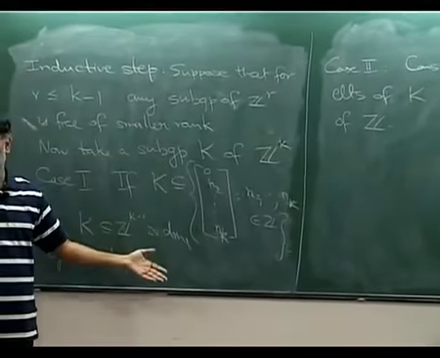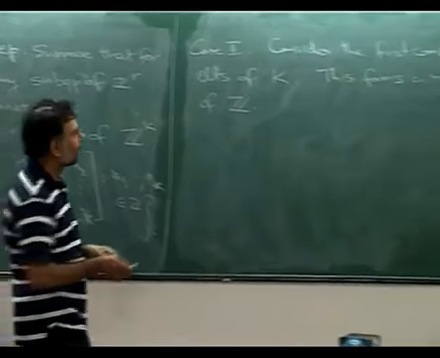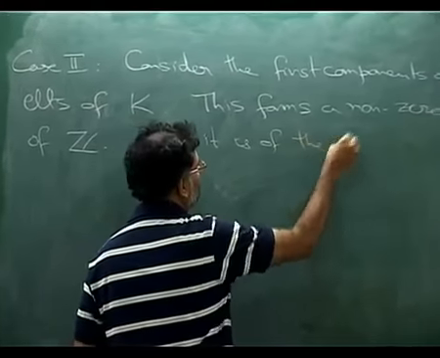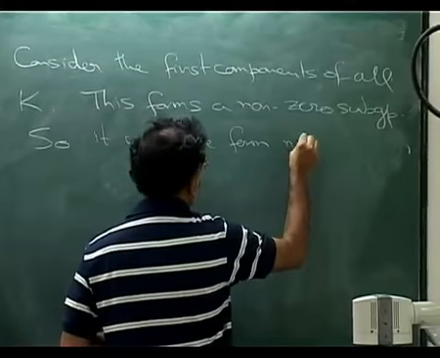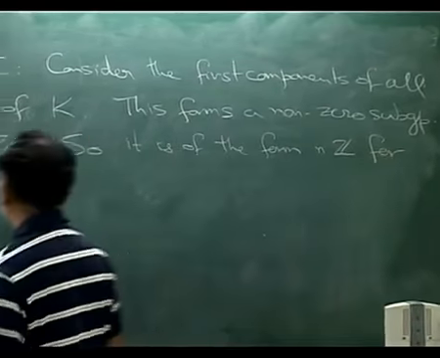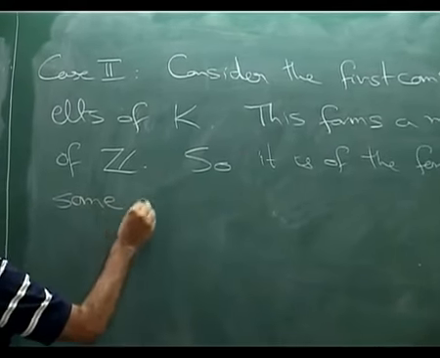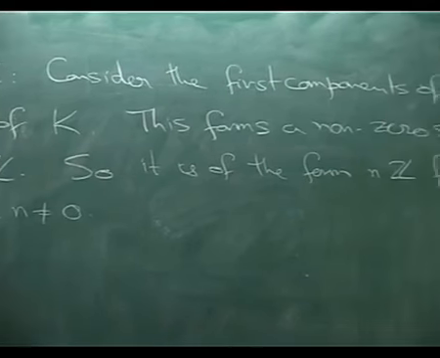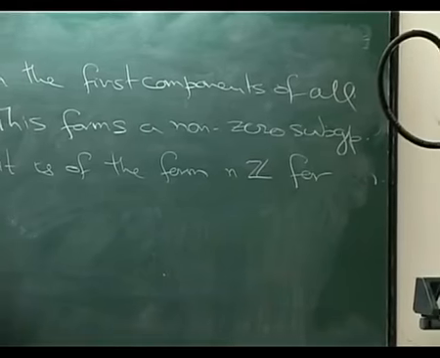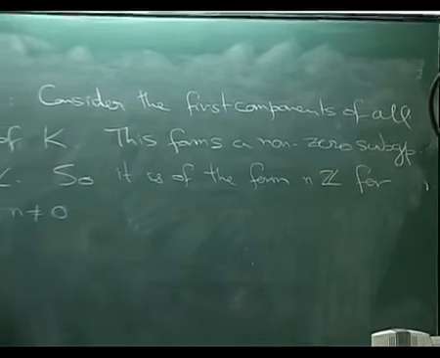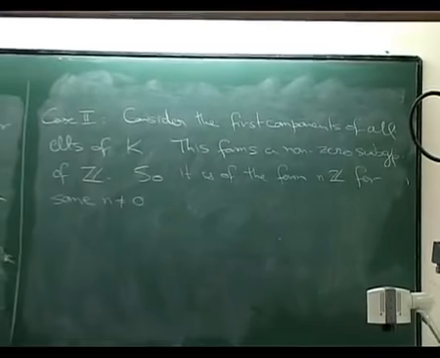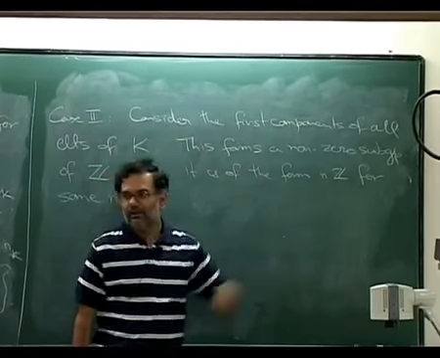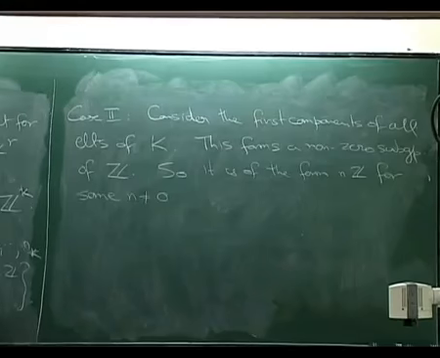The first case is the case where it's all 0. We are in the second case where it's non-zero. So it is of the form nZ for some non-zero n. So the set of all first components of elements of K is exactly the subgroup nZ of Z, which means there must be some element in K whose first component is n, right? Because the set of all first components is of the form nZ, there must be some element in K whose first component is n.